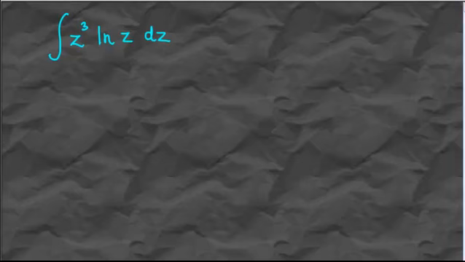Alright, let's look at the second example. Now here we have the integral of z cubed times natural log of z. Let's see, this expression is a polynomial, which is algebraic, and that expression is logarithmic. Remember, we need to use ILATE. Logarithmic comes first before algebraic, so choose u equals natural log of z.